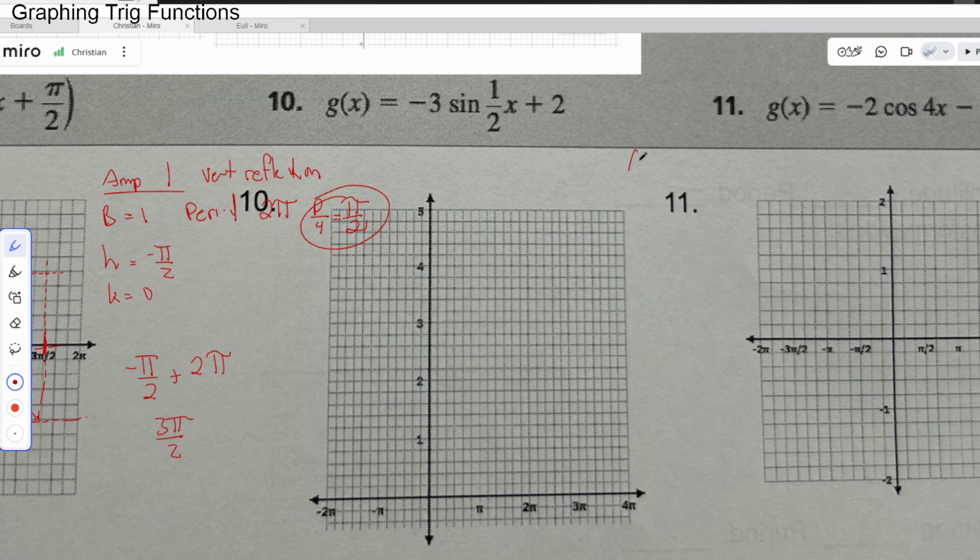Start my procedure. The amplitude is 3. The b value is 1/2. Period is 2 pi divided by 1/2, which is 4 pi. Quarter period is pi. Midline, h is 0. k is 2, which means my midline is at 2.